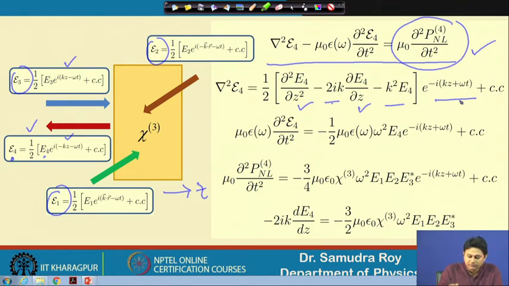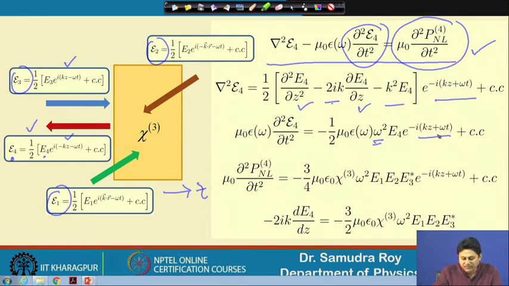And next I will calculate the time derivative of this term. E4 is half, curl E4 is equal to half E4 e to the power i(kz minus omega t). So, when I take a time derivative, an omega square term will come out with a negative sign. So, here we can see omega square is coming out with a negative sign, the half will be as usual, and we will have the phase.